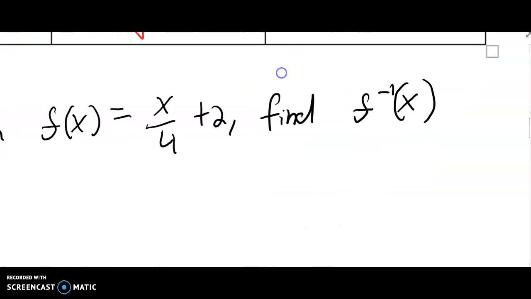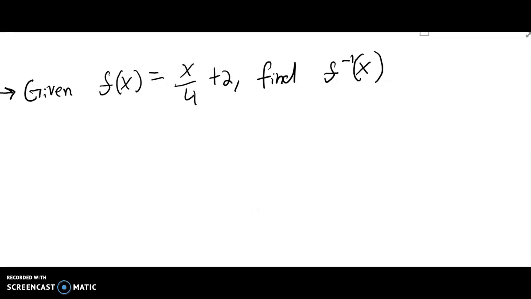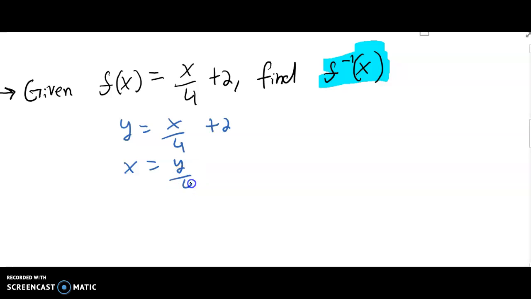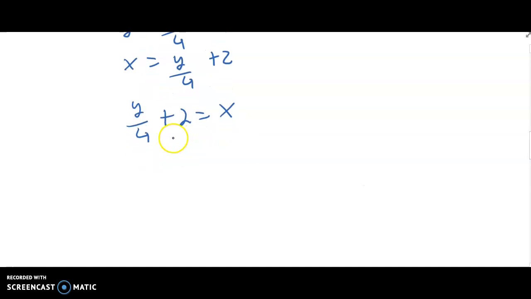Alright, let's consider another example. Feel free to pause whenever you need. Make sure you're writing down these original problems. Okay, we have f of x, and it says find the inverse. Okay, same steps. I'm going to switch f of x to y. I'm going to switch x and y. I like having y on the left-hand side, so I'm just going to rewrite it like this. Okay, take away 2.